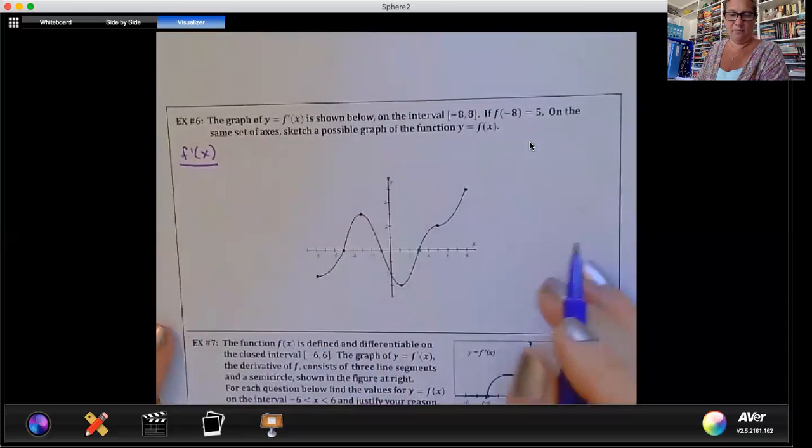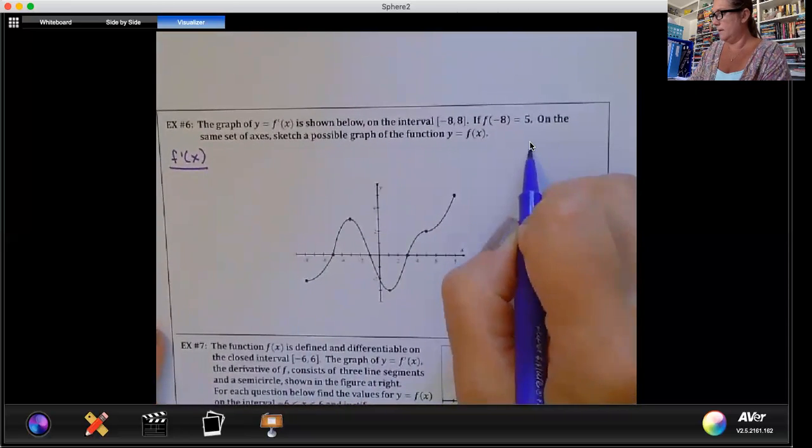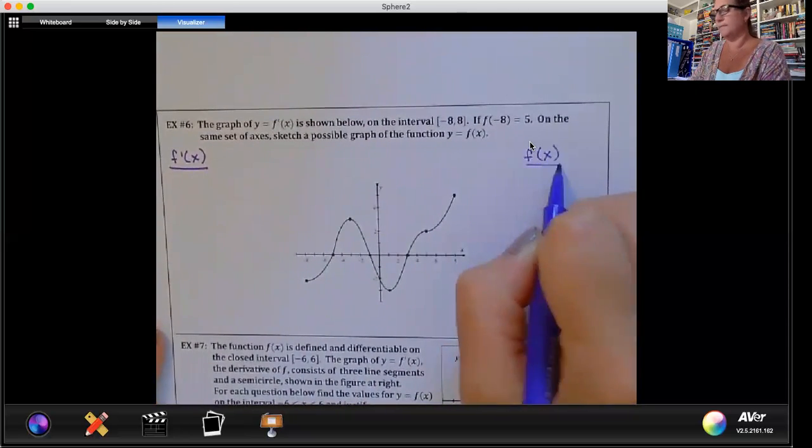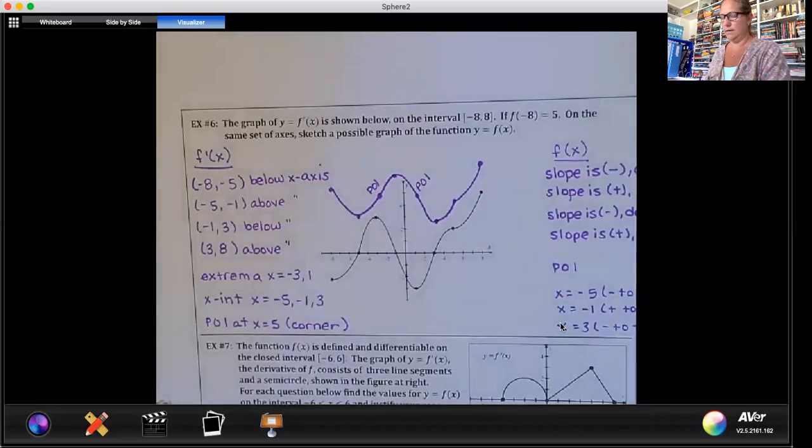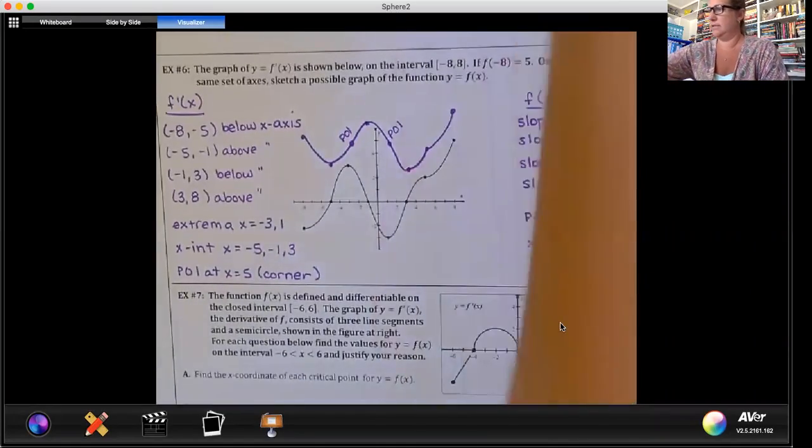So you're going to do f prime of x here, and then f of x here. So I'm going to pause your video, give you guys a chance to work, and then we'll come back and look at what you have. All right, guys, welcome back. Hope you had a chance to get your work done and get your graph right.